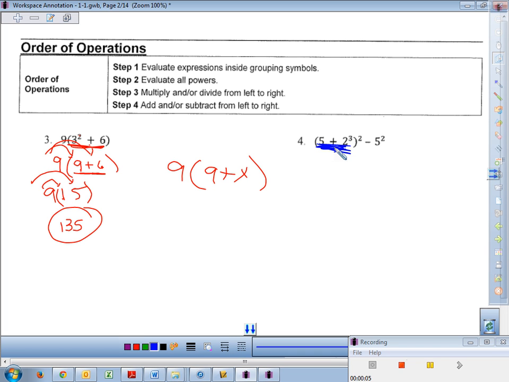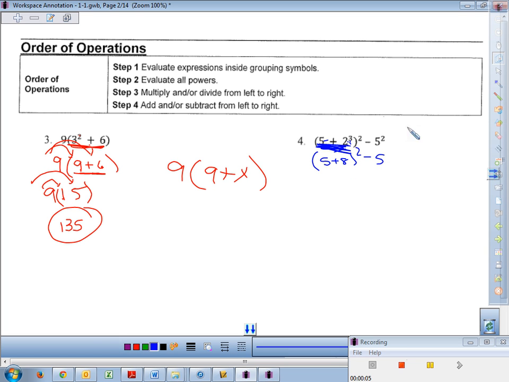So it's 2 to the third power. I know it's been a summer, so that means 2 times 2 times 2. Take it times itself 3 times in a row. What's 2 times 2? Times 2. So we really have 5 plus 8. And I'll let us skip a little bit of steps right here. Can we kind of see that this is 5 plus 8? If you need to do this, do it.